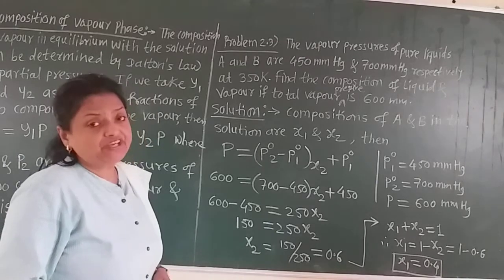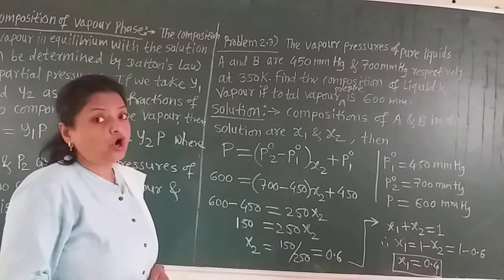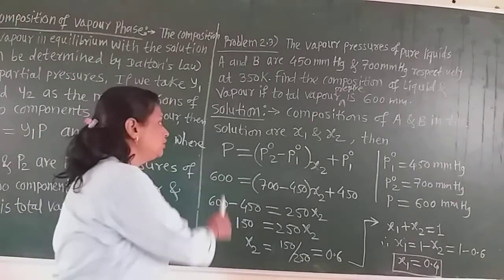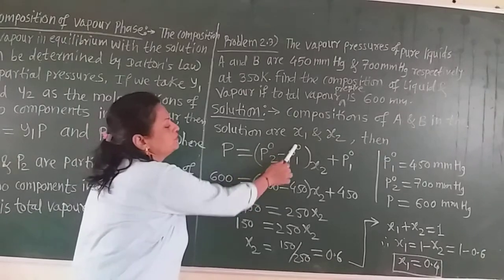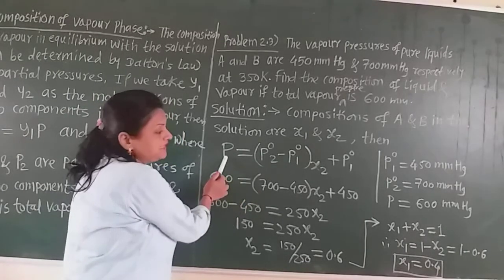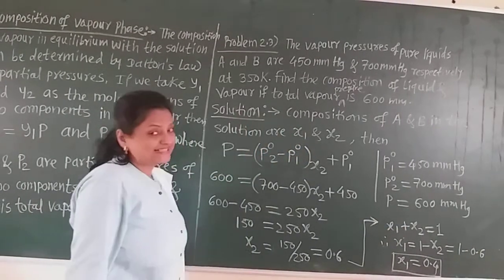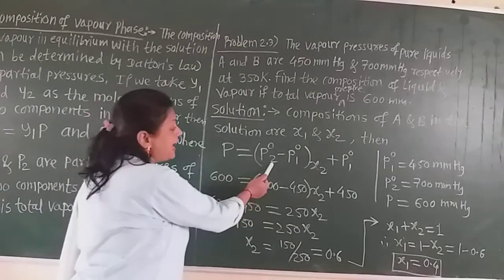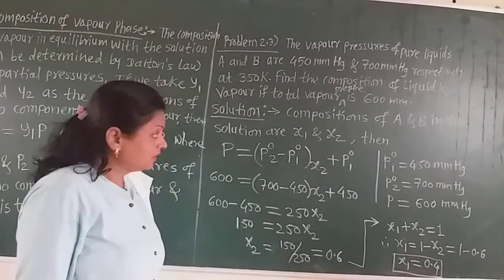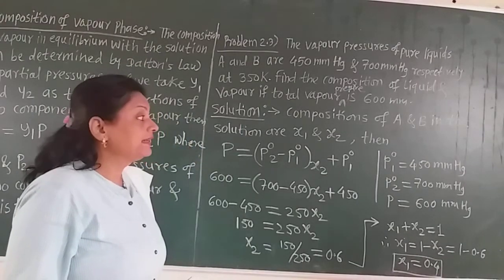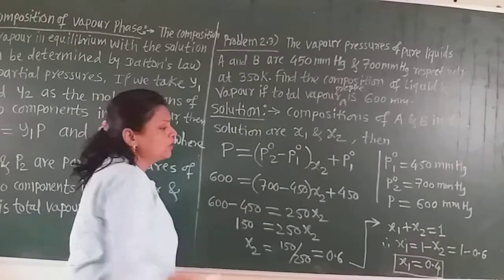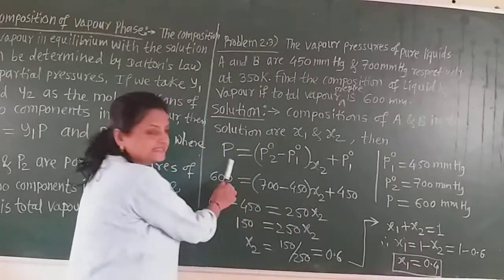Now what is the equation combining Dalton's partial pressure law and Raoult's law? The total vapor pressure is equal to P2⁰ minus P1⁰ times x2 plus P1⁰. In this equation, P is the total vapor pressure of the solution, 600 mm of Hg, and P1⁰ and P2⁰ are the vapor pressures of the pure components, given as 450 mm of Hg and 700 mm of Hg. Now we only substitute these three values in this equation.